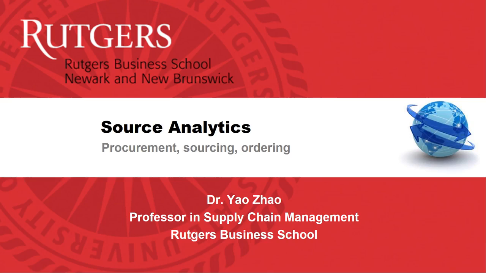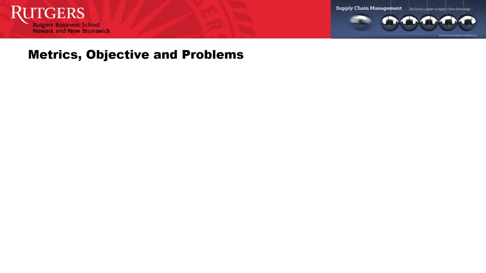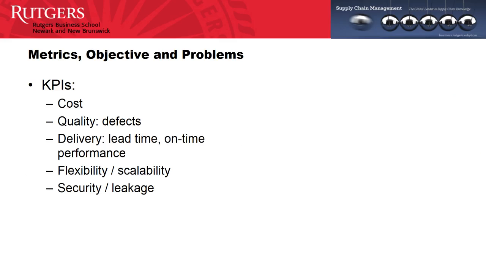Hello everyone, in this video we should discuss source analytics. That is, how analytics can be applied to procurement, sourcing, and ordering. The key performance indicators here are purchasing cost, quality or defects, delivery in terms of lead time and on-time performance. Sometimes flexibility and security of the suppliers are also important.